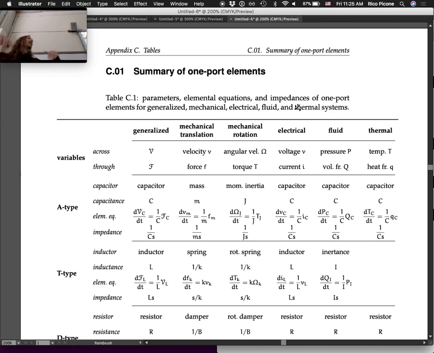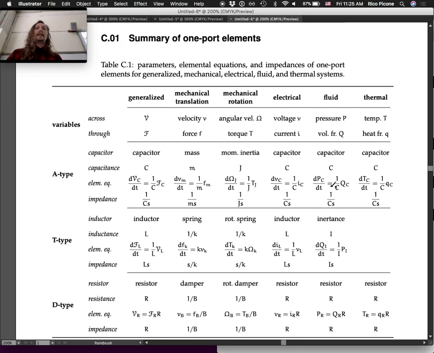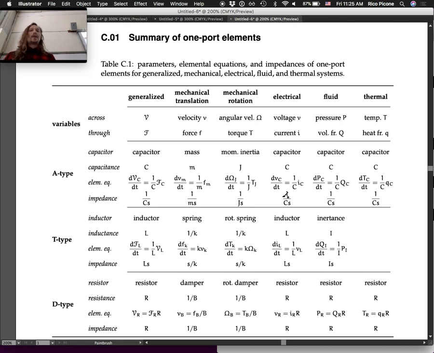Oh, okay, I'm working with a fluid system. What is the cross variable in a fluid system again? Oh, it's the pressure. What is the through variable in a fluid system again? Oh, it's the volumetric flow rate, Q. What is the A-type energy storage element? Oh, it's a capacitor. It has capacitance C. This is the elemental equation for it, and here's the impedance.